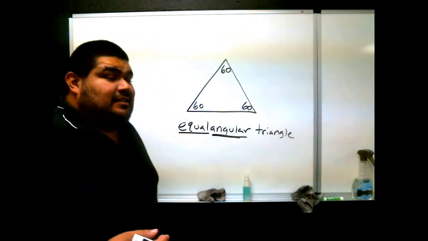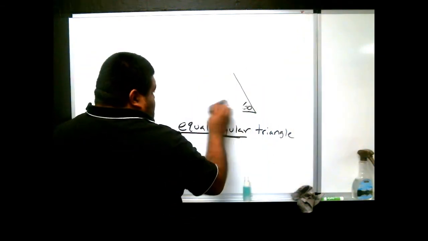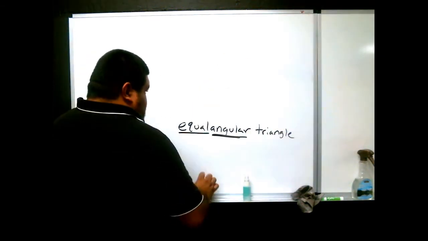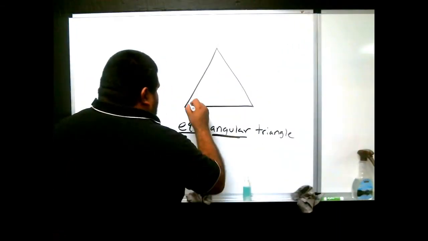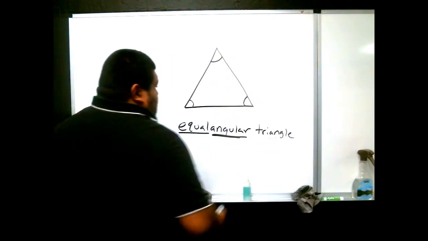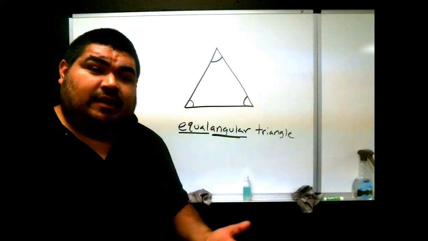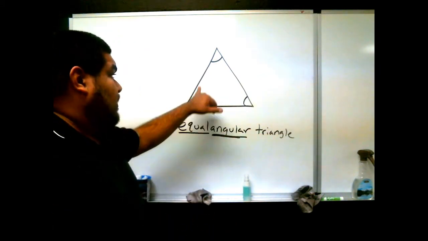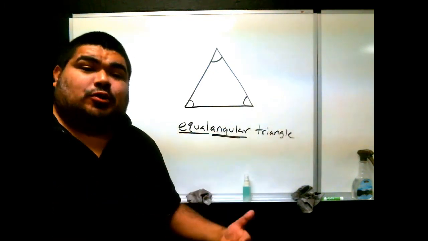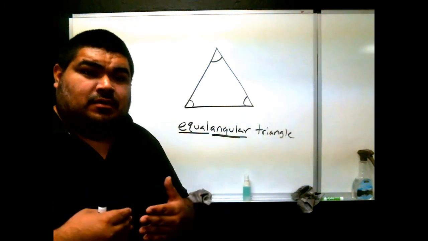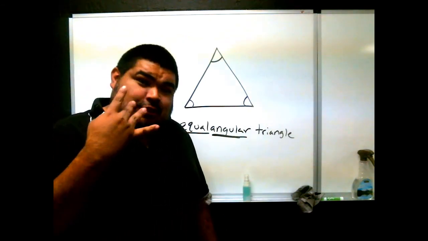Sometimes you might see it like this as well. Sometimes you might see it like that. That means that all the angles are the same. Okay? So if you see it like this, or you see it with 60s on all the angles, that means that it's an equiangular triangle. Okay? So equal angles. And those are the four words you just needed to know for today.